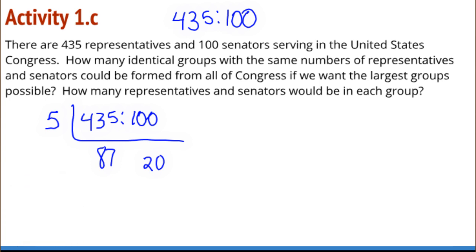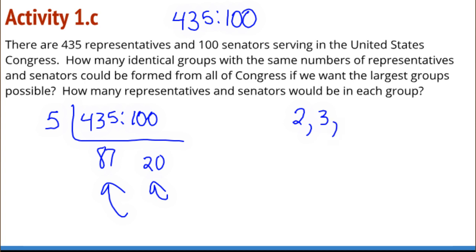Now, this is where it starts to get a little bit tricky. 87 and 20. What do they have in common? Well, let's run through some of our divisibility rules real fast. They are not both divisible by 2. I can't divide them both by 3. 87 would divide very nicely by 3. 8 plus 7 is 15, and 15 can divide by 3. But 20 does not divide by 3.